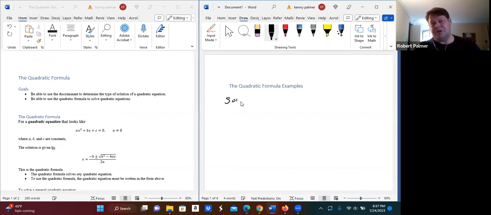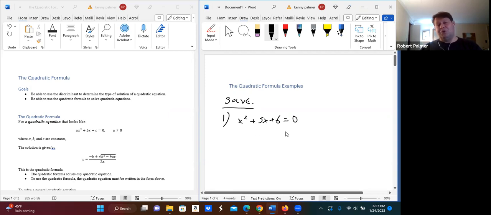And so our direction is to solve. Number 1. Let's say we have an equation x squared plus 5x plus 6 is equal to 0. Now this is one you can also solve by factoring if you know how to do that. But if you don't, you can always solve it with the quadratic formula.